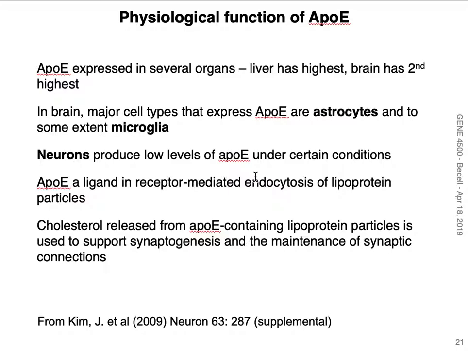Okay? So the liver has the highest, so it is functioning in other tissues. Brain has the second highest, and mainly it's astrocytes and microglia. Those are two real important cell types. Those are not the only two cell types, but those are two of the three that the assigned paper focuses on: astrocytes, microglia, and neurons.